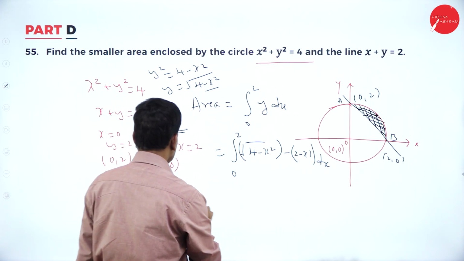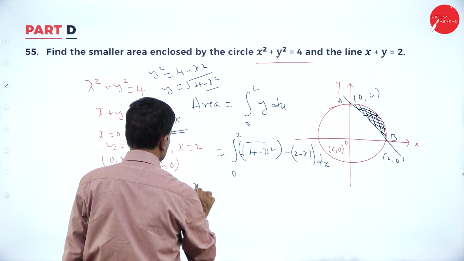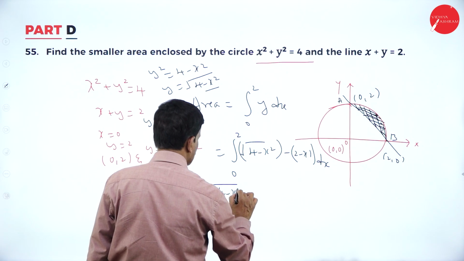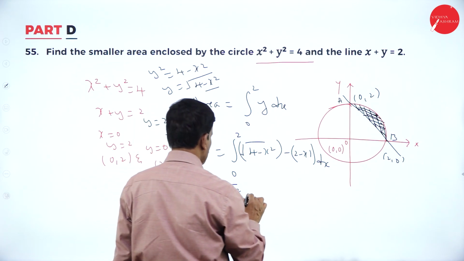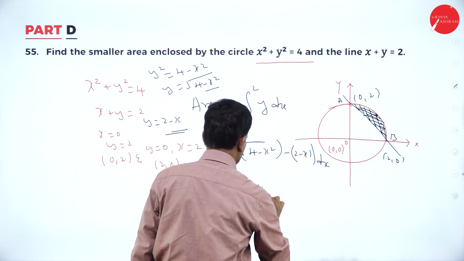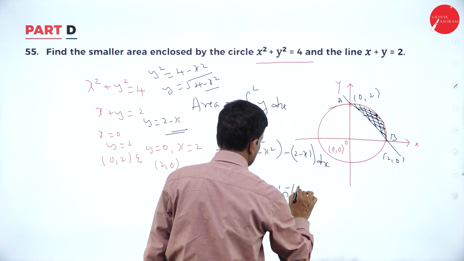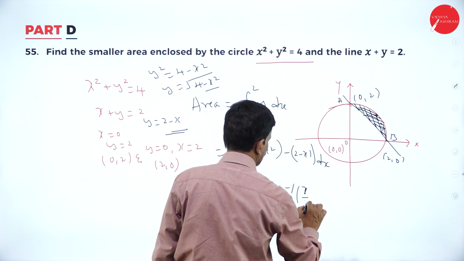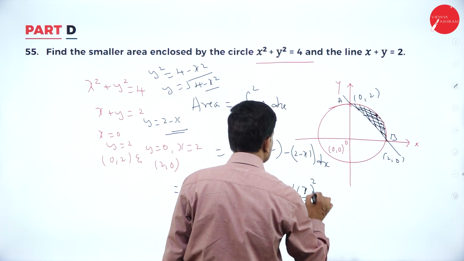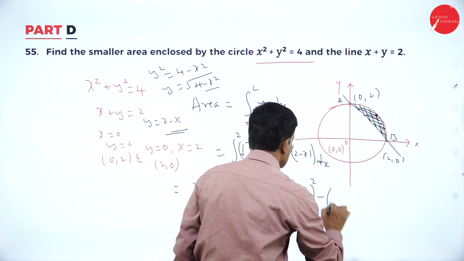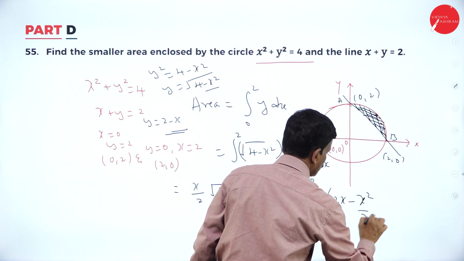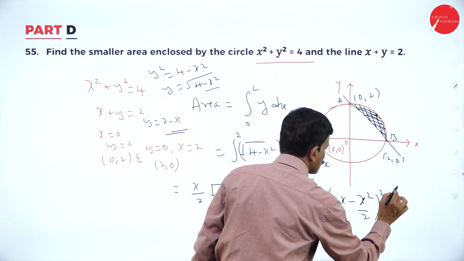Now, as you know, the integral of root of a square minus x square is x by 2 into root of a square minus x square plus a square by 2 into sine inverse of x by a. Here a square by 2 is 4 by 2. So we get x by 2 into root of 4 minus x square plus 4 by 2 into sine inverse of x by 2, between the limits 0 to 2, minus the integral of 2 dx, which is 2x, minus x square by 2, between the limits 0 to 2.